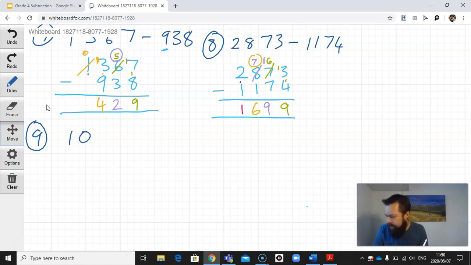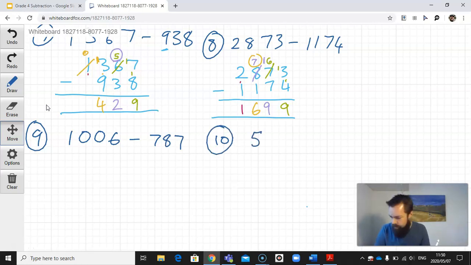So I'm going to start with 1,006, and I'm going to subtract 787. So you get going on that one. I'm going to write down 10 at the same time. And I'm going to lay them out.